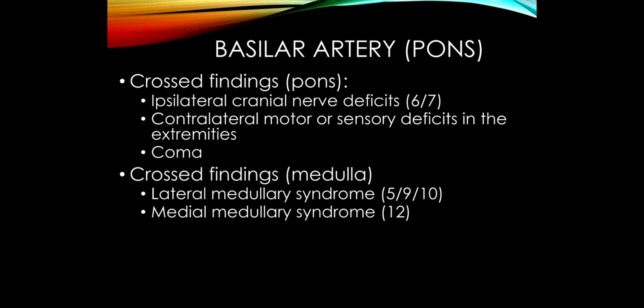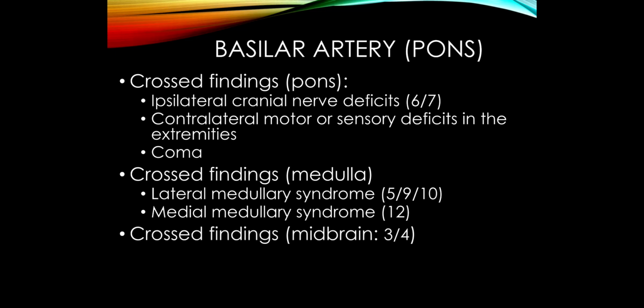Okay? And then just recall our crossed findings in lateral medullary syndrome. We had ipsilateral 5, 9, and 10, nucleus ambiguus, the facial sensation, and contralateral, remember, the opposite arm and leg had decreased pain and temperature. And with medial medullary syndrome, remember we had an ipsilateral 12th, contralateral motor and sensory findings. But now in the pons, it's going to be an ipsilateral 6th and 7th nerve palsy.